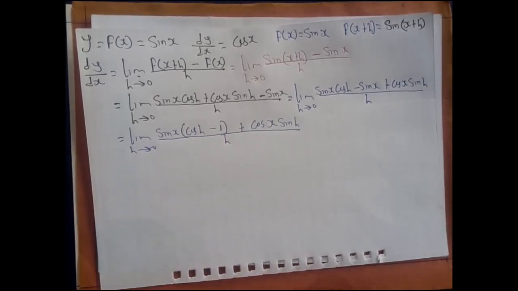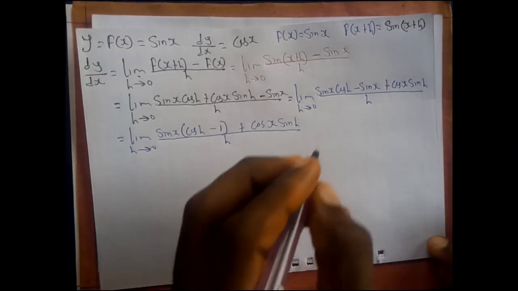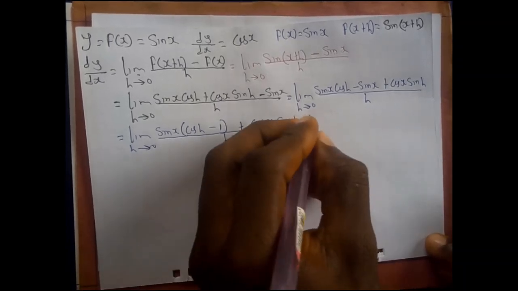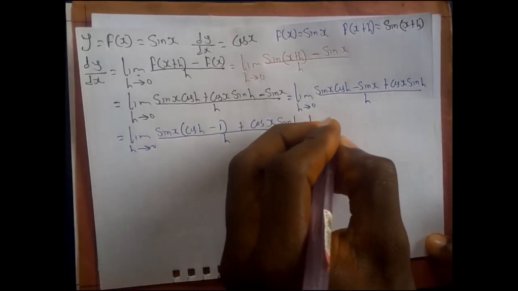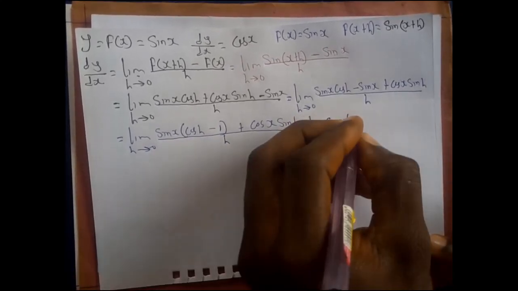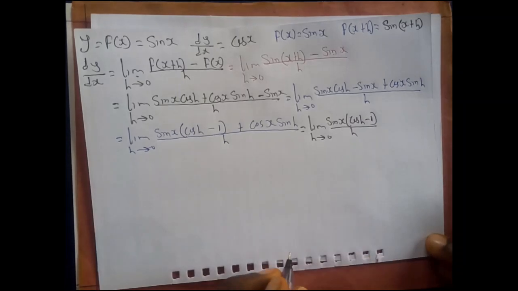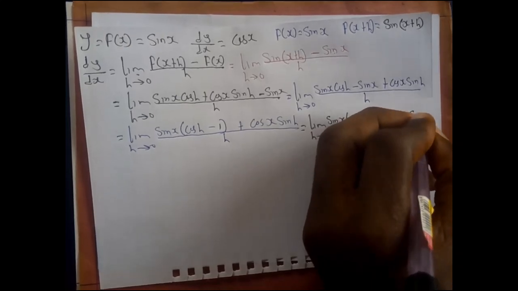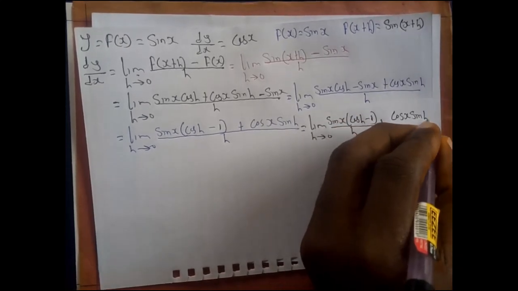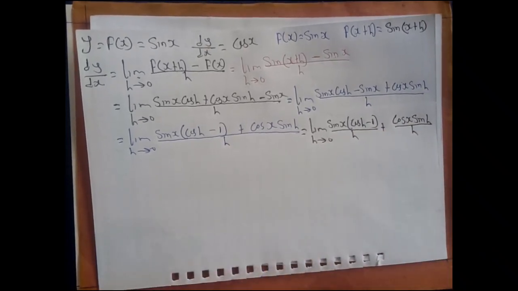So at this point, I would like to split the fraction, distributing the h over this and this. So therefore, this is the same as the limit as h approaches 0 of sine x multiplied by cos h minus 1 all divided by h, then plus cos x sine h all divided by h. Now, from the properties of limits, we know that the limit of a sum is equal to the sum of the limits.